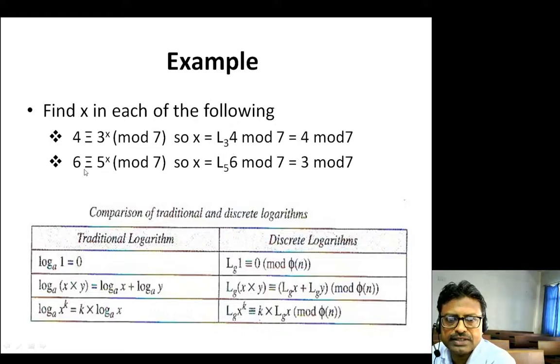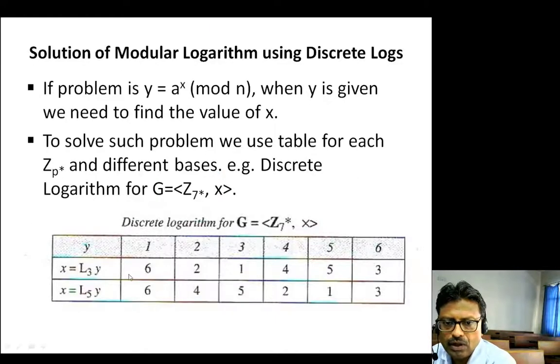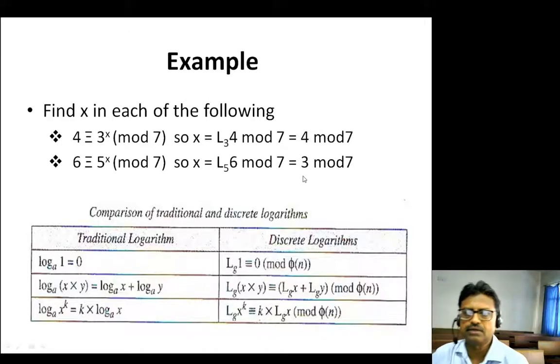Similarly, 6 is equal to 5 to the power x mod 7. So x will be equal to log of 6 to the base 5 mod 7. So we have to look for log of 6 with the base 5. Log with y equal to 6 with the base 5 is 3. So that is why it is equal to 3.